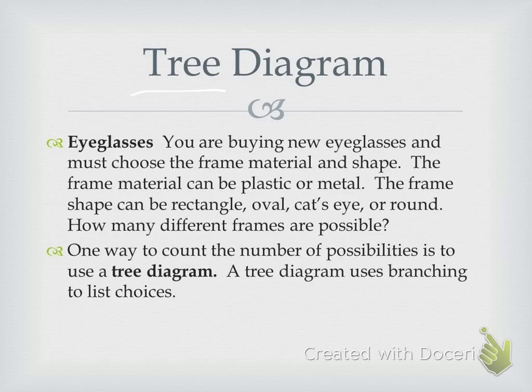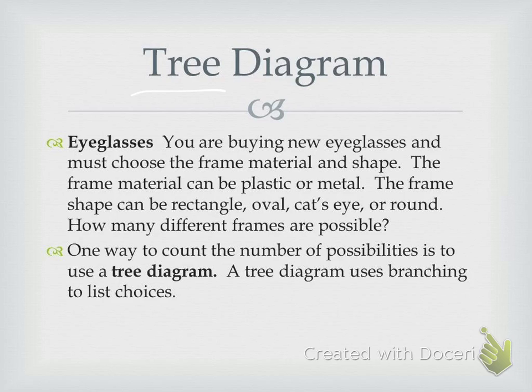It's an eyeglass example. You wear glasses on your face to help you see better. You're buying new eyeglasses and you must choose the frame material and shape. The frame material can be plastic or metal, and the shape can be rectangle, oval, cat's eye, or round. They want to know how many different frames are possible. Now there are two ways to find the total possibilities. In example 1, we're learning how to do that using a tree diagram. It uses branching to list the choices.